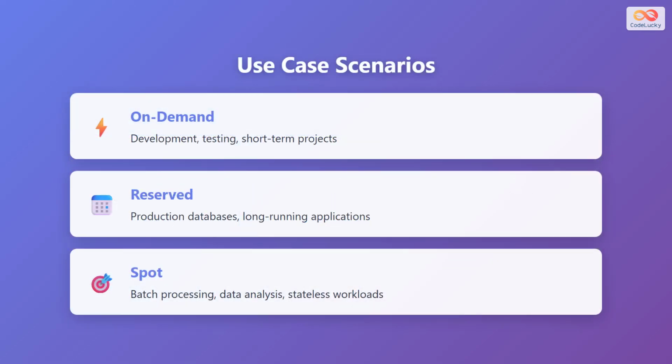Each pricing model has specific use cases where it excels. On-demand instances are best for development environments, testing, and short-term projects where you need full control. Reserved instances are ideal for production databases and long-running applications with predictable usage patterns. Spot instances work well for batch processing jobs, data analysis tasks, and any stateless workload that can tolerate interruptions without impacting your business operations.